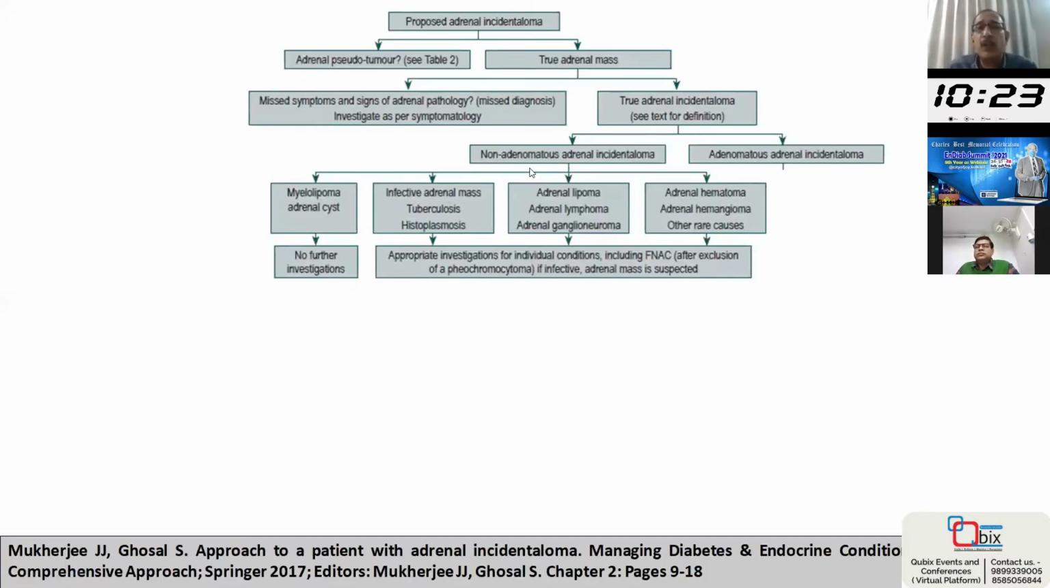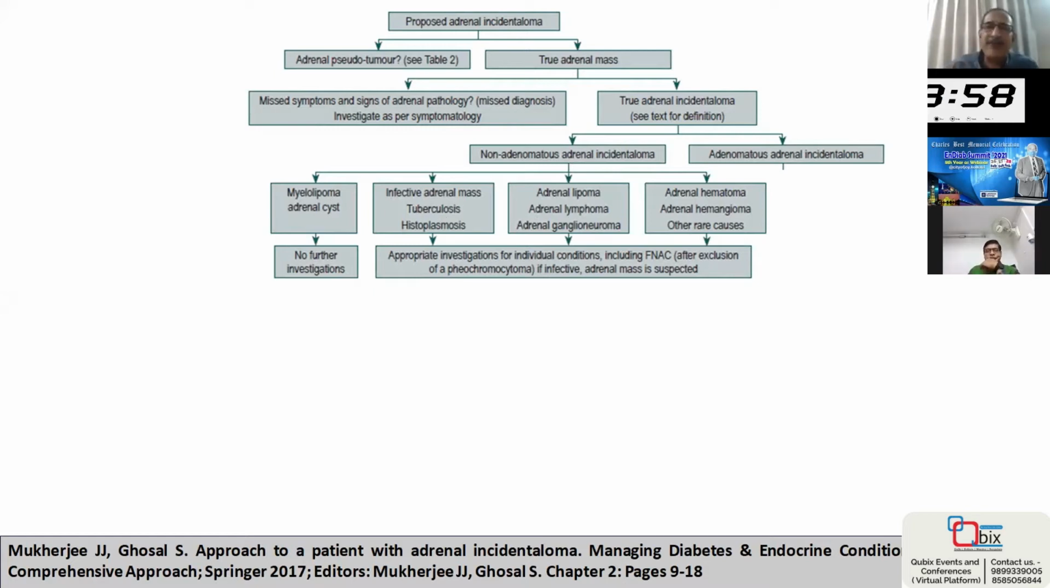So if you're dealing with a non-adenomatous adrenal mass, these are obvious on the CT imaging. If it's a myelolipoma or an uncomplicated adrenal cyst, that is where the investigation stops. This lady's mass is not a myelolipoma, is not an adrenal cyst. So we need to move on. If it's an infective adrenal mass, it could be tuberculosis or histoplasmosis. Again, the CT picture is very specific. You should be able to diagnose it.